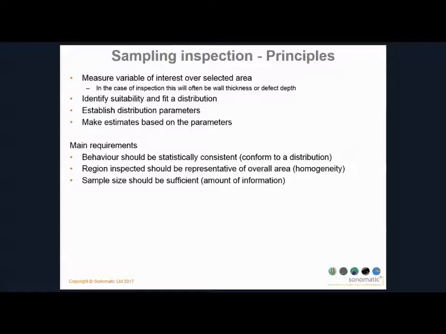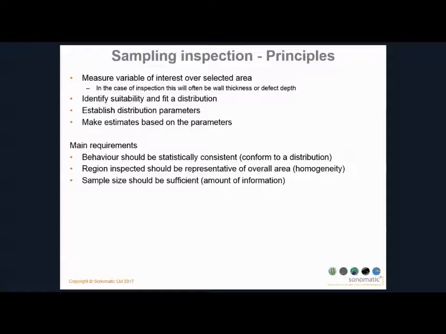The main requirements for doing a statistical analysis is that firstly the behavior should be statistically consistent. Essentially what that means is that the data that you've measured should conform to a distribution, and in general we'd be seeking to make sure that that data actually conforms to a distribution that's usually associated with some kind of physical phenomena. So the kind of distributions that would typically be applicable would be things like exponential distributions and Weibull distributions.